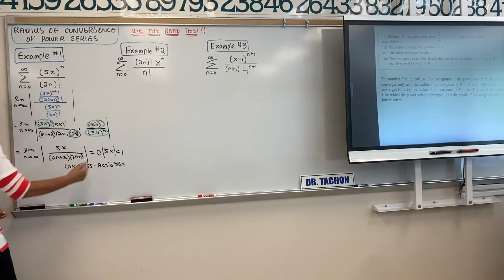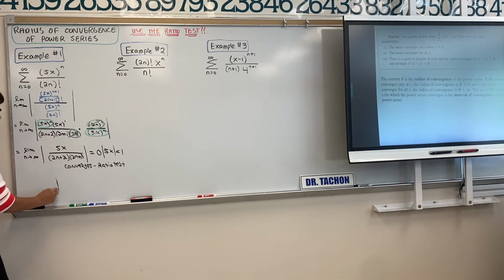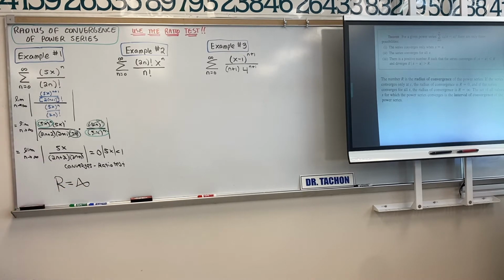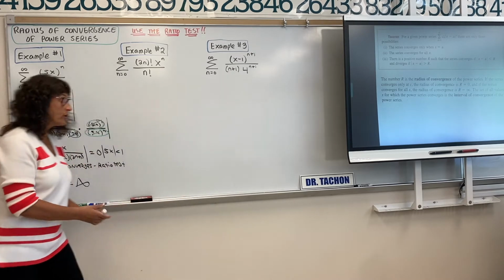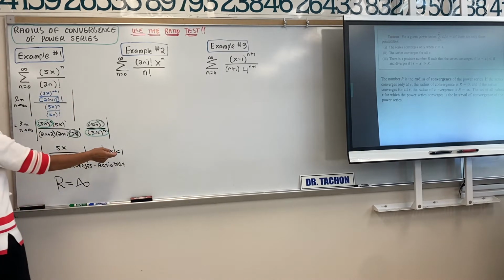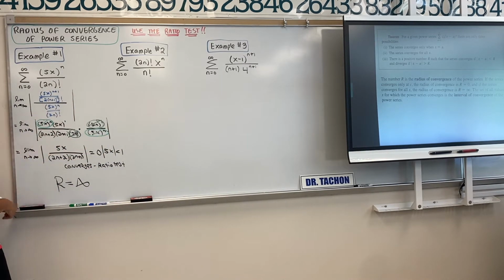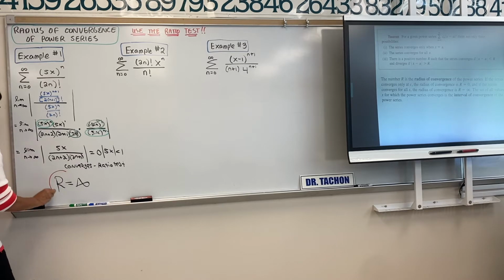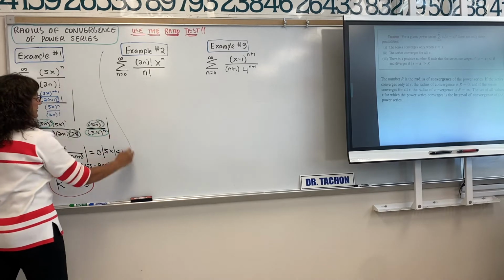All right, so this is a convergent series, which means our radius of convergence for this problem is going to be infinity. It's a convergent series, so this converges for all values of x. 0 times the absolute value of 5x is 0, and so this is going to be less than 1 for all values of x, which means you have an infinite radius of convergence. All right, so here's how radius of convergence works for this example.